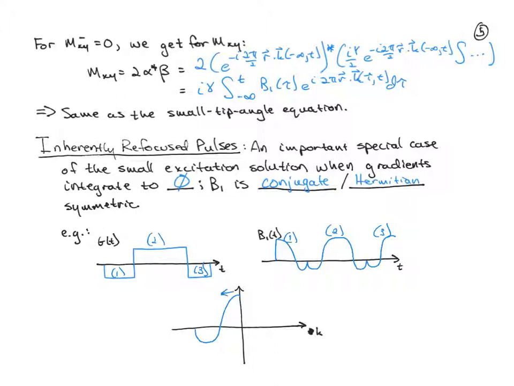We'd be moving this way during segment 1. Then during segment 2, we would go back. I'm drawing them slightly offset from each other just for illustration. So this is 2. And then on the third part, we're going to go back to 0, back to DC. So this is 1, this is 2, and then this is 3. Because we have symmetric k-space weighting about k equals 0, and we start and end at k equals 0, this is an inherently refocused pulse.